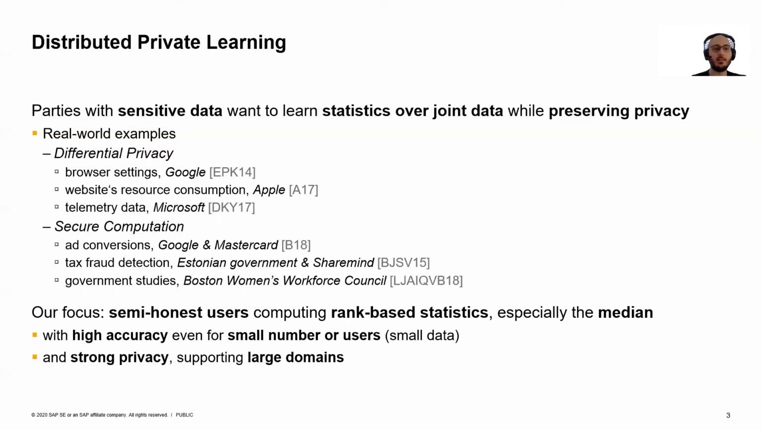Our focus here is semi-honest users computing rank-based statistics, especially the median, with high accuracy, even for a small number of users, meaning small data, which is a tough problem for differential privacy, and strong privacy supporting large domains.